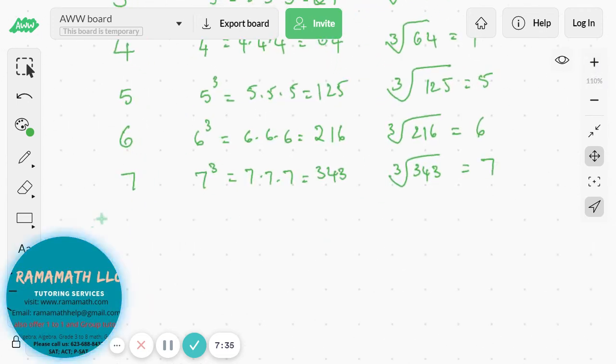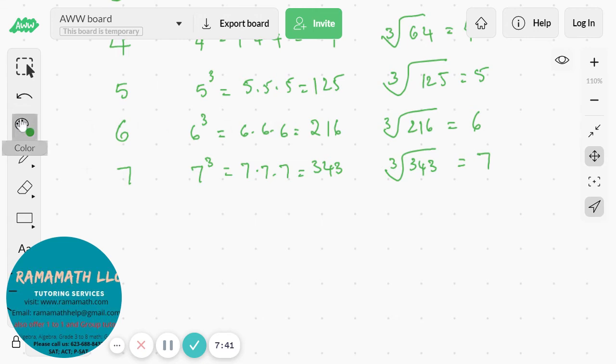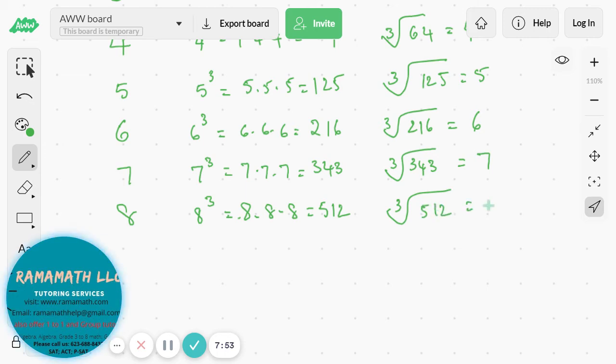Okay, let's look at one more number, number 8. 8 cubed, 8 times 8 times 8, is 512, and then the cube root of 512 is 8.